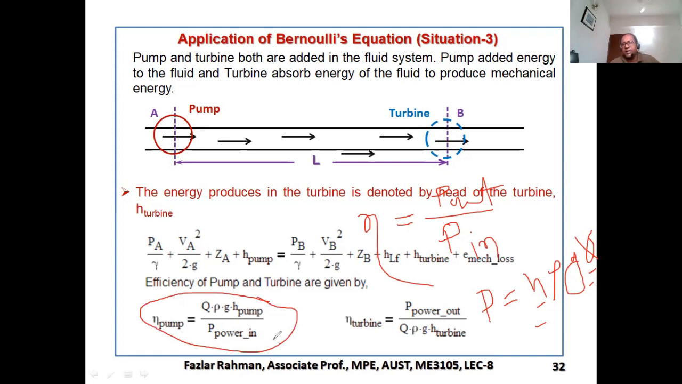But the turbine is opposite, because P input is this much coming in at the bottom. This much energy he is taking from the fluid, and this much is the output. So your turbine efficiency will be P output by P input. And in case of the turbine, if I say P_T, the turbine taking energy from the fluid is equal to H turbine, that means head of the turbine, times rho times g times Q. Q means flow rate, right?